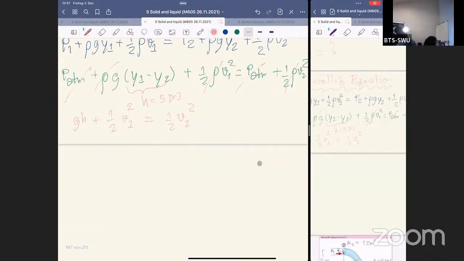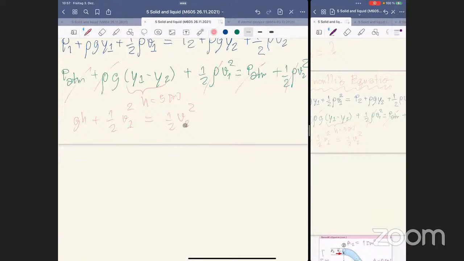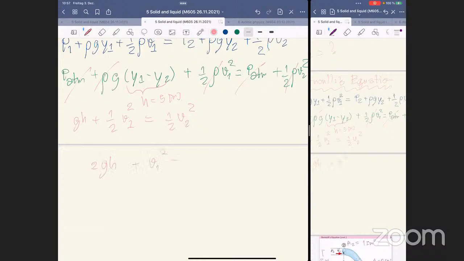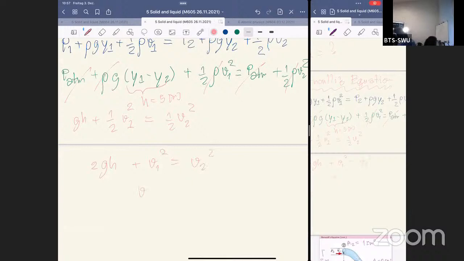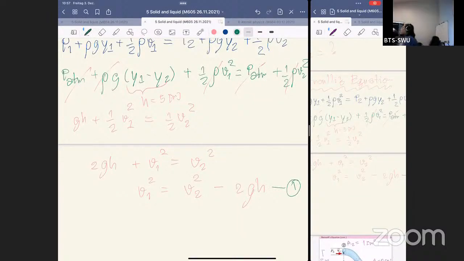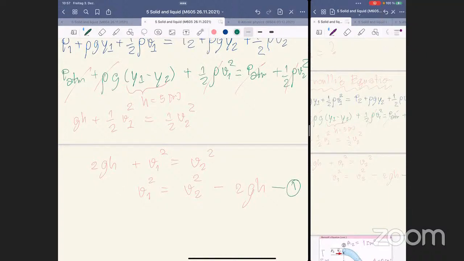If we multiply the whole equation by 2, we get 2GH plus V1 square equals V2 square. But our target is V1 square, so V1 square will be V2 square minus 2GH, and that's it. We could not do anything more, right? We keep it as the first equation. That's the result from the Bernoulli equation.